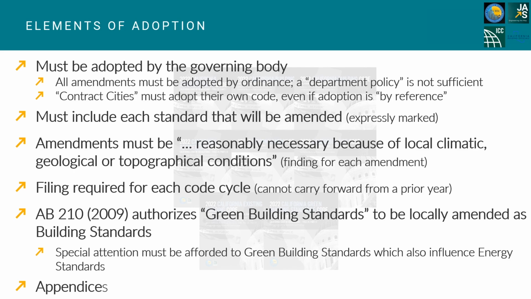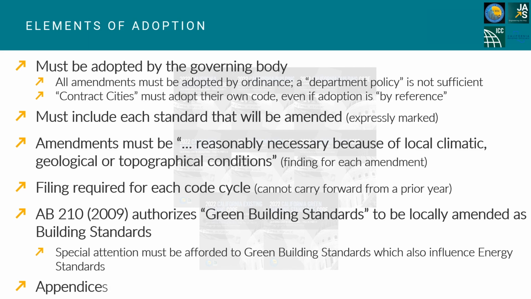The local building standard amendments must be expressly marked or identified, and every locally amended building standard requires a finding, such as a local climatic, geological, or topographical condition. Local ordinances must contain a justification for the findings, and local ordinances must be filed each code cycle, even if the local jurisdiction is just carrying forward prior amendments. AB 210 of 2009 authorized that the green building standards are allowed to be amended.